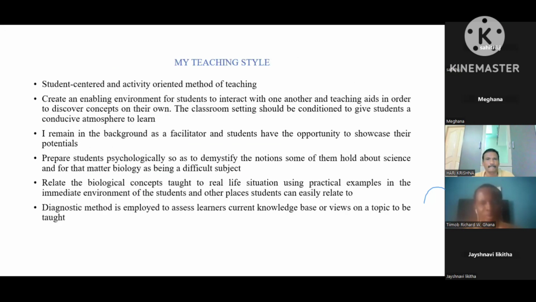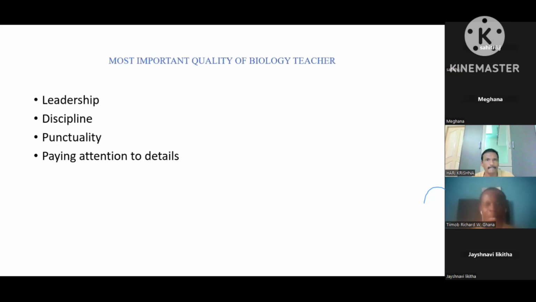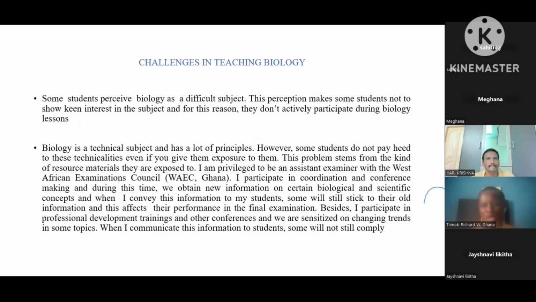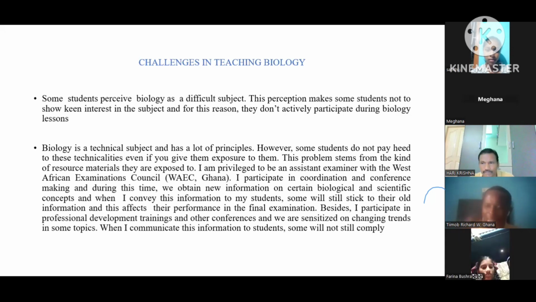As far as the teaching of biology is concerned, one of the challenges I face as a biology teacher is the perception some students have about the subject. They perceive it as a very difficult subject, and for that matter, they don't show keen interest in the learning of biology. But as I mentioned earlier on, I don't just leave this problem to gain ground in my students. Prior to even teaching them the biological concepts, I try as much as possible to psychologically prepare them.